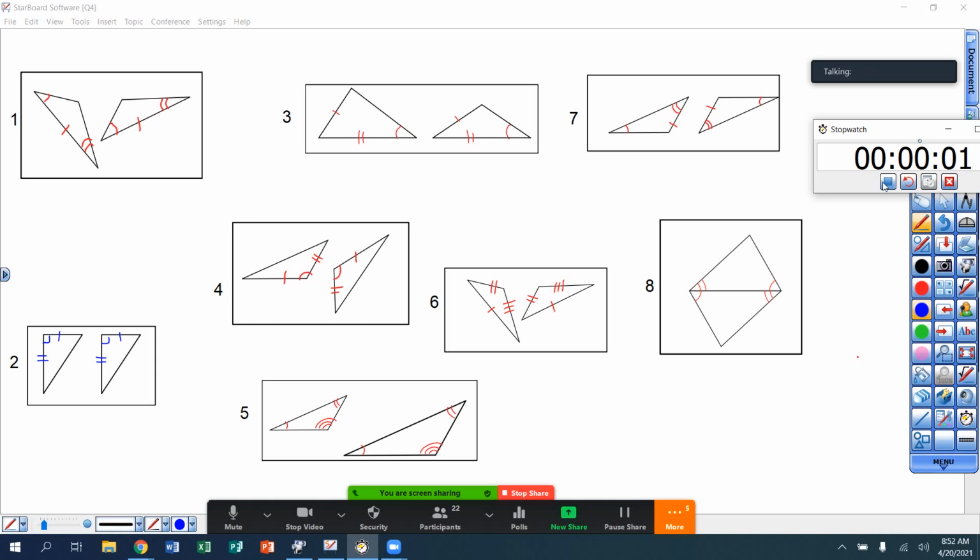Side angle side. Yep. No, this isn't side angle side. Angle side angle. Good. Side angle angle. No, two angles, two sides though. Side angle. Yep. Side angle side. Good. Angle angle. Good. Side side. Good. Angle side. Good. Side angle side. Angle side angle. Yep. Good job. 36 seconds.